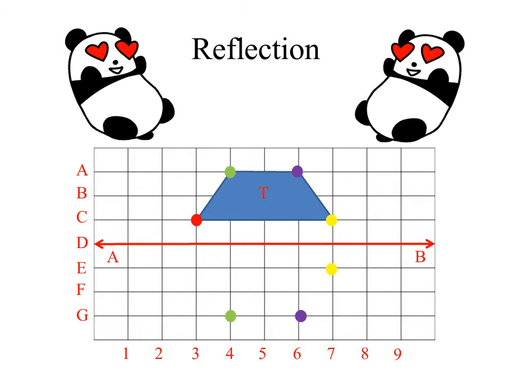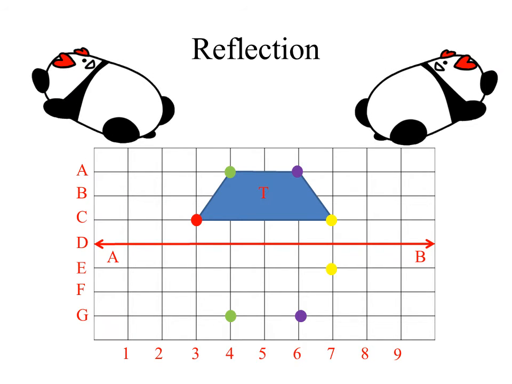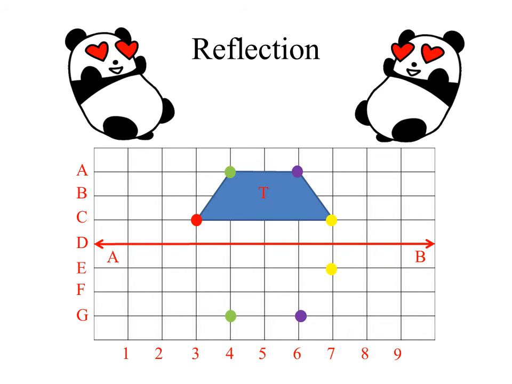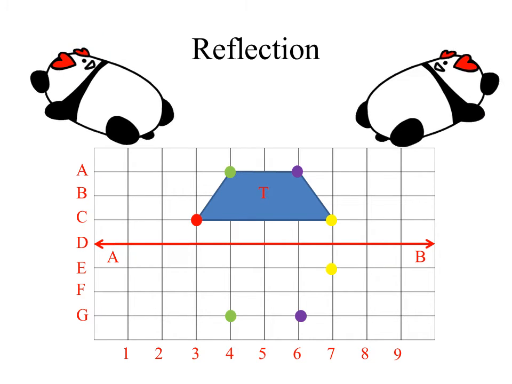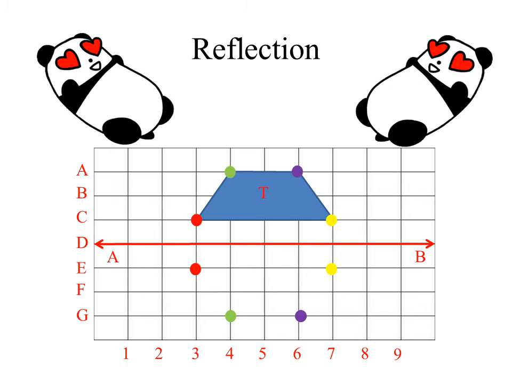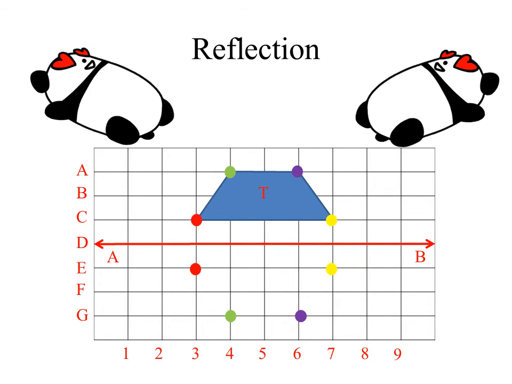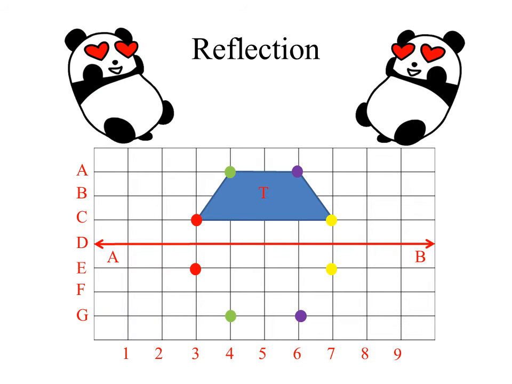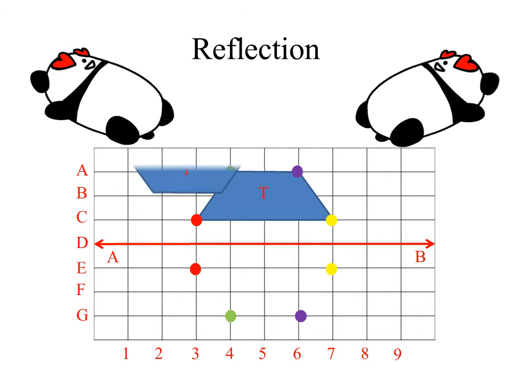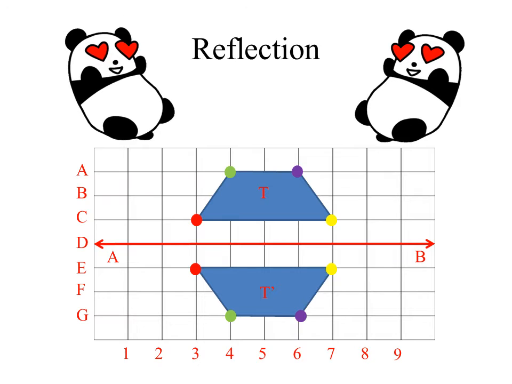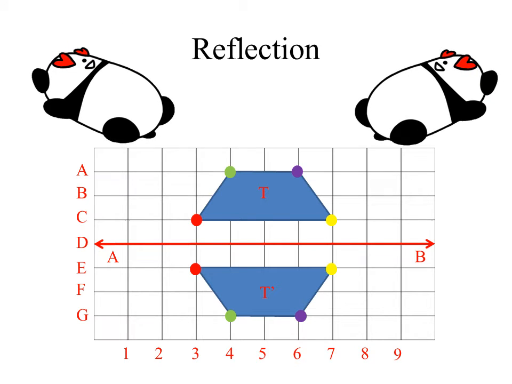Finally, red. What about that one? Where will it fall? If you said E3, you would be correct. It is just like the yellow one, just moving 1 unit to our axis of reflection and beyond. So there we've got our image.